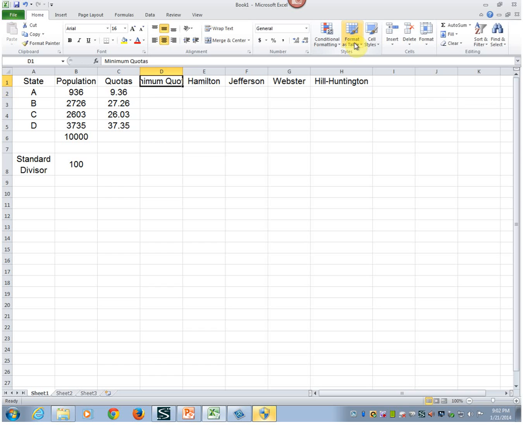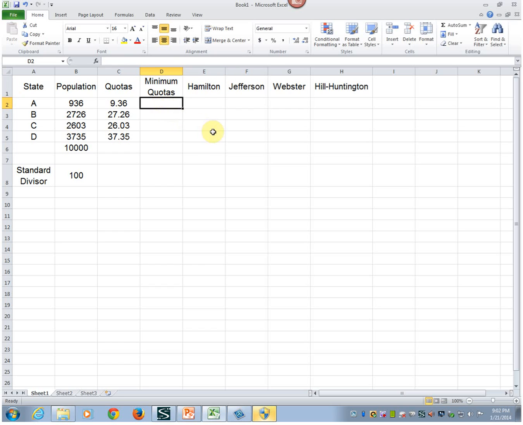All right, so we're going to come up with what Hamilton called the minimum quotas. And that is, you can actually tell Excel that you want to truncate. That means get rid of the decimal. Type equals, TRUNC, open parentheses, and then tell it what cell to truncate. We want it to truncate C2. Close parentheses, press enter. And you can highlight and then hit Control D and it will truncate them all, or you can go to the bottom right corner and drag down.